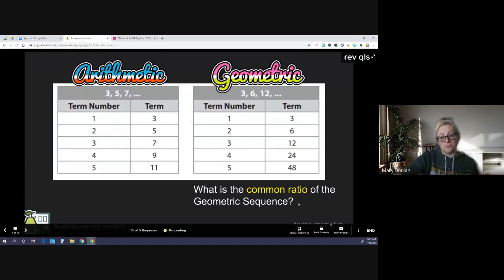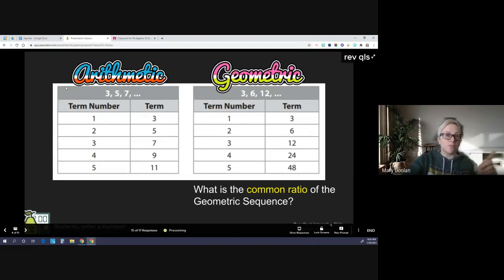It's two, okay? Reason it's two is that if I take any two consecutive terms, like 24 and 48, and I divide 48 by 24, I get two. If I take two consecutive terms, like 12 and 6, and I divide 12 divided by 6, I get 2. Or if I ask myself, how do I move forward in this sequence? How do I get from 3 to 6? What would I multiply by? I'm multiplying by 2. To get from 6 to 12, I multiply by 2.